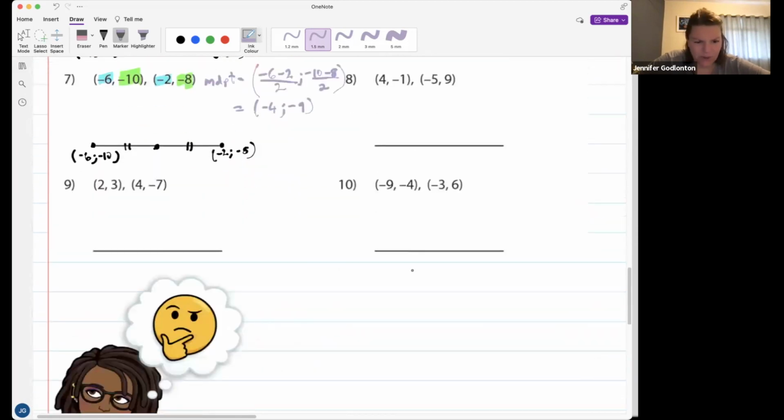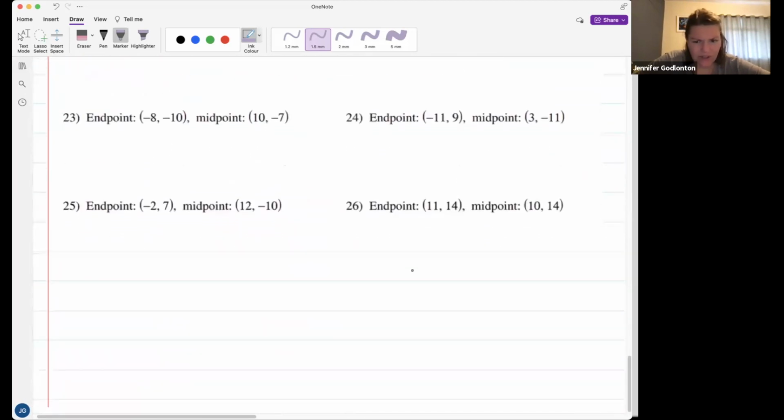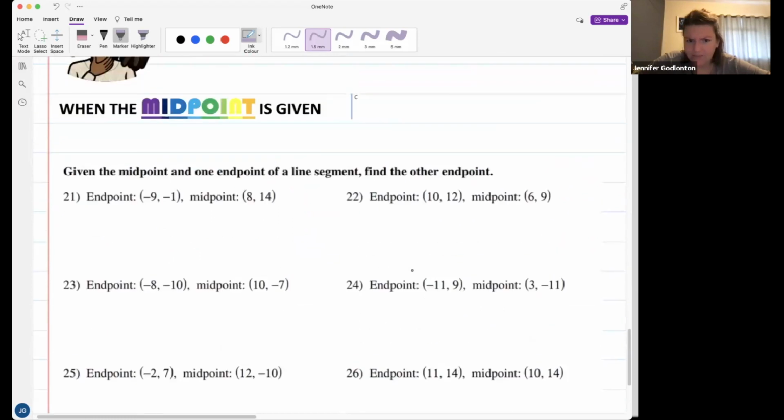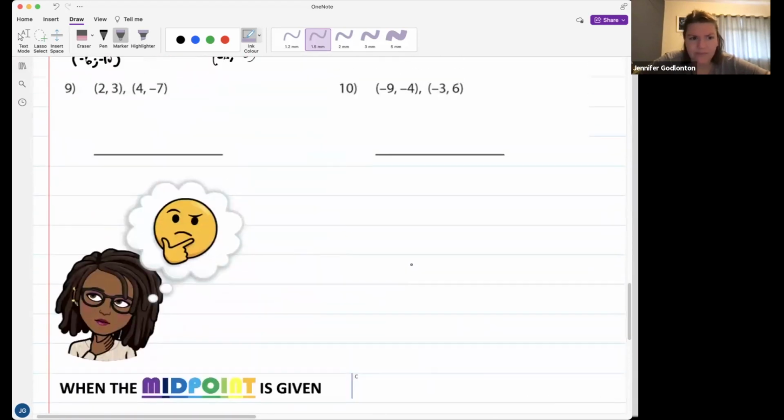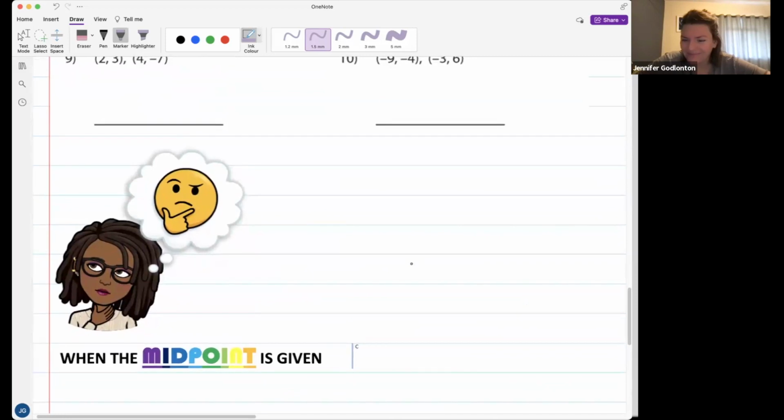I don't think you're also doing gradient formula today. I think it's just midpoint today. Just midpoint. Are you doing gradient formula in class? Are you struggling with it?